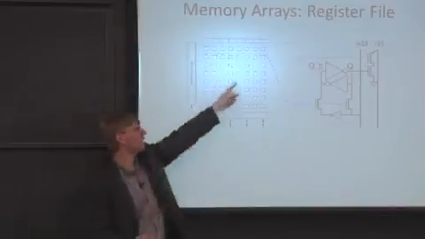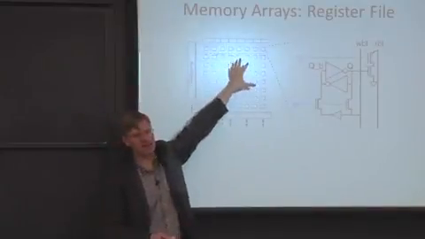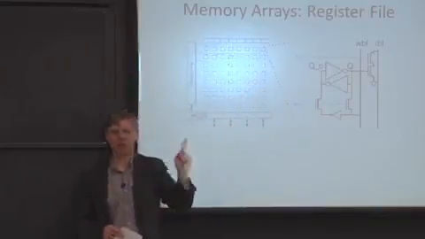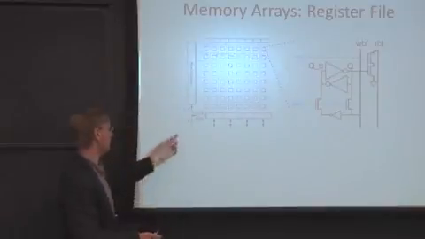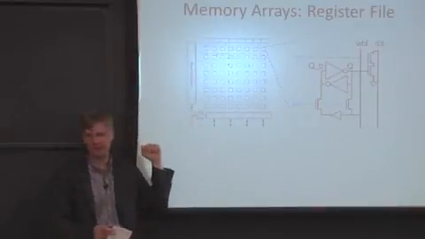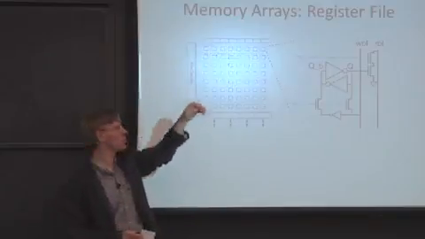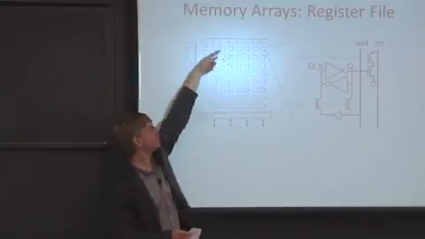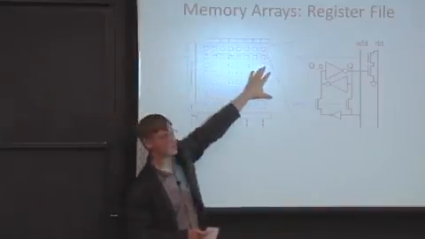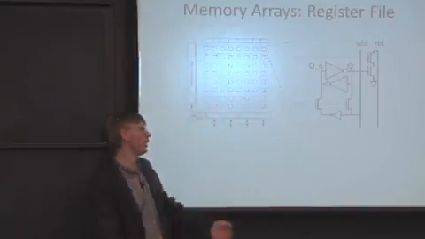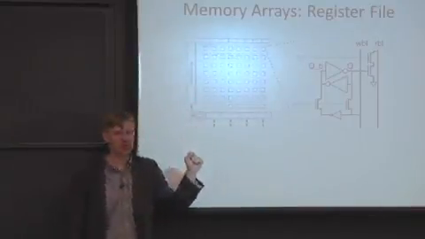So here we have an example array. It's a square. And each of these little boxes is a single storage element bit cell. And the address comes in here, and that goes up into a row decoder, which will turn on one of these wires at a time. And these are called word lines. And we'll have both read word lines and write word lines. And this is still just for a register file.